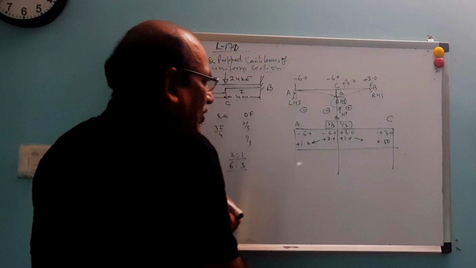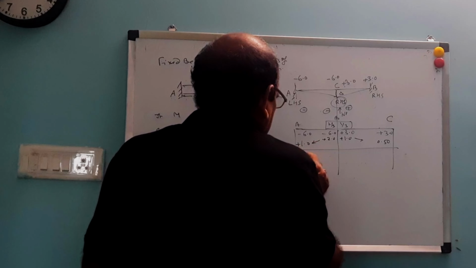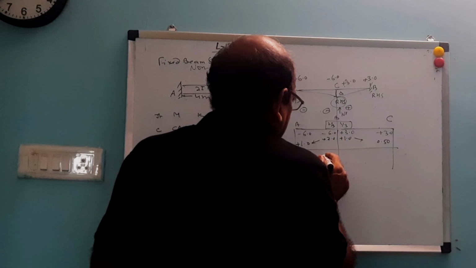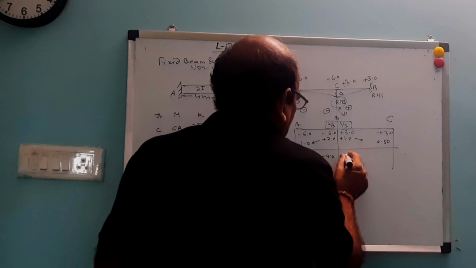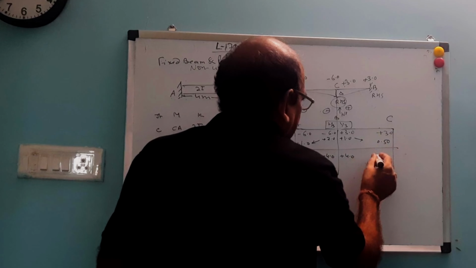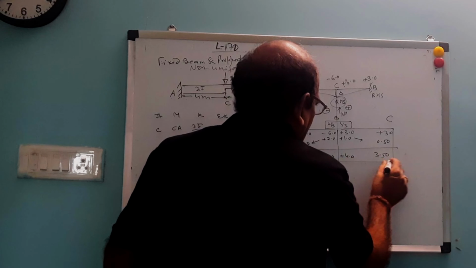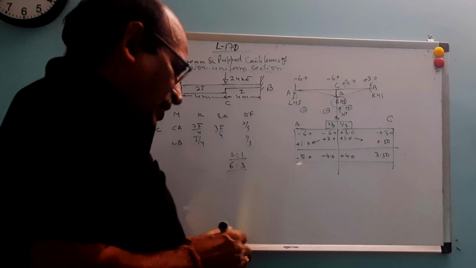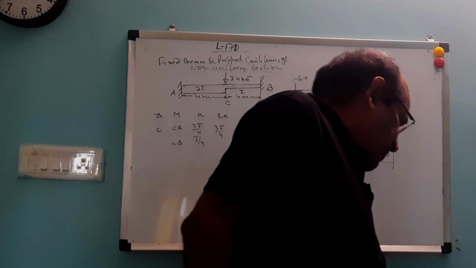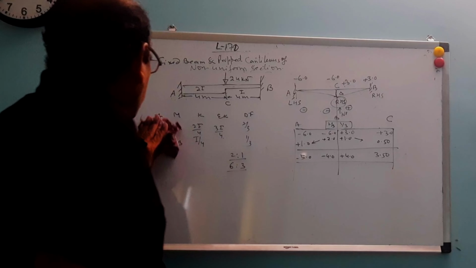So what will be the final moment? This is minus 5.0. This is minus 4.0. This is plus 4.0. And this is 3.50. This is your final moment, which we are getting. What will be the next step, what will you do?